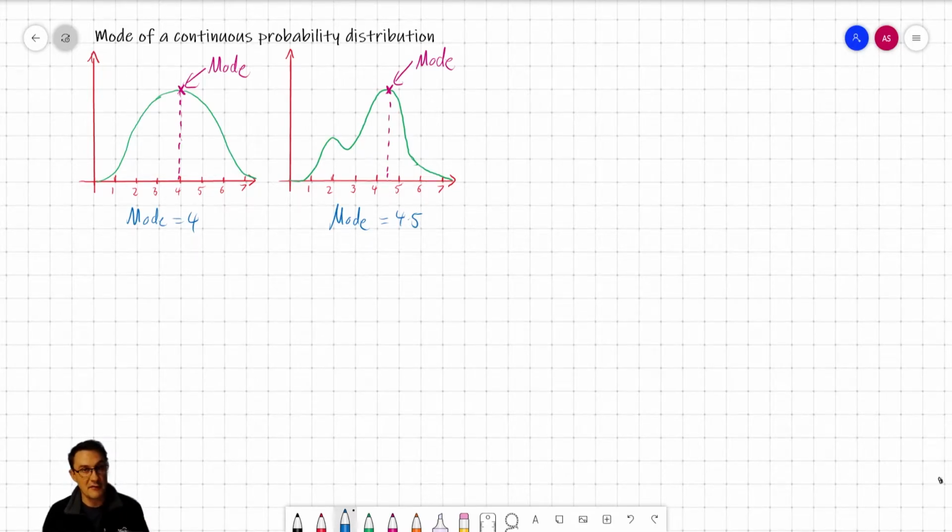Now, when we don't have a graph and we've got equations to deal with, the way we go about finding the mode is we need to use some calculus to work it out. In particular, we're seeking to find the maximum turning point. So this is going to be a stationary point, and we check its concavity. So it's concave down at that point, which is going to be a maximum point.